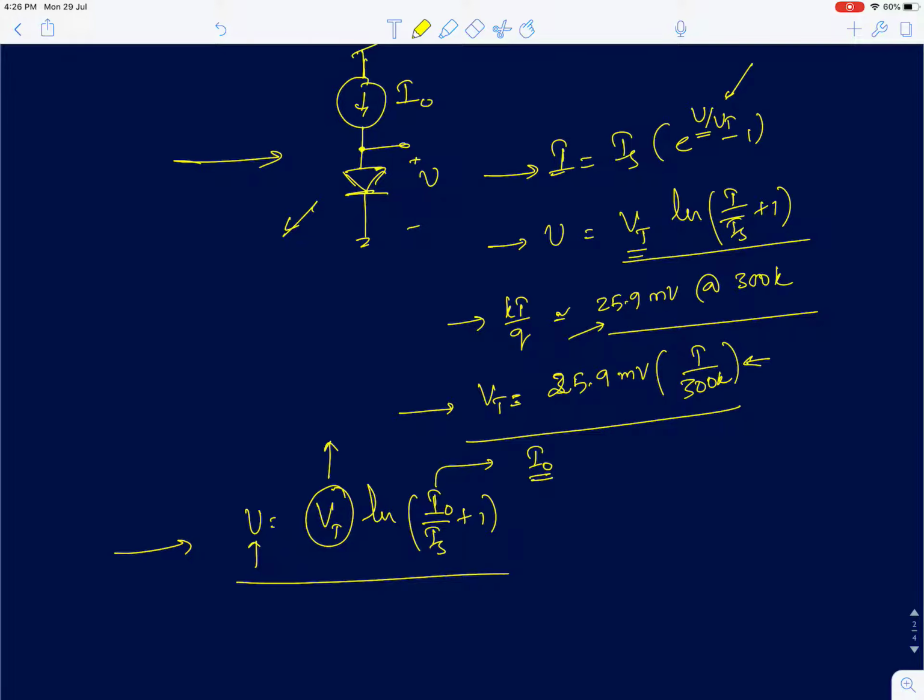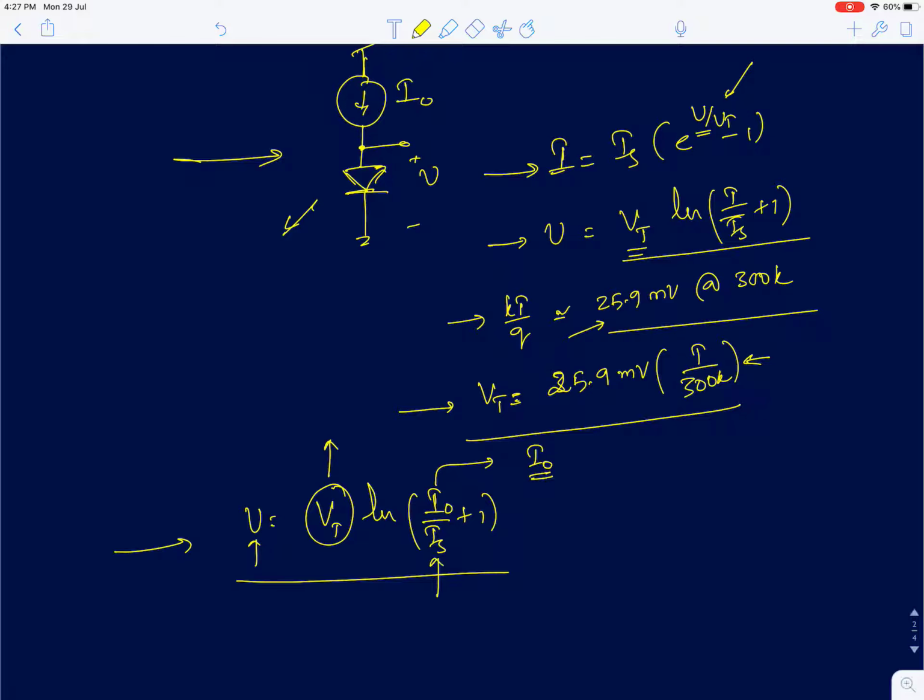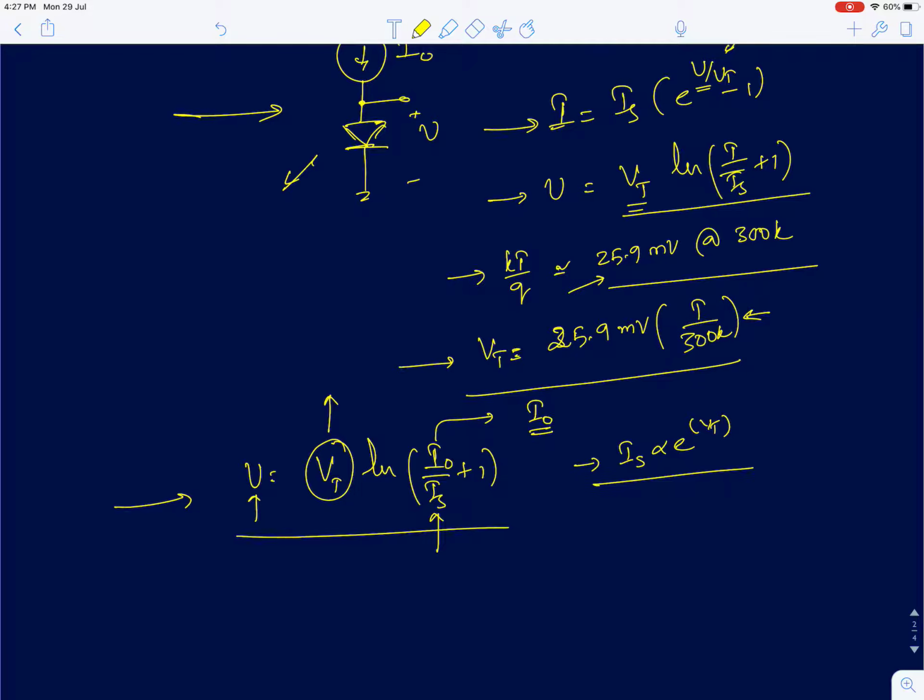So logically you would think that if you ignore Is, the voltage across the diode should also increase linearly. But since Is is also present, in fact Is has an exponential dependence on temperature. Any fundamental course on device physics will tell you that. So what actually happens is that if your current is constant, your voltage starts reducing, and for silicon it reduces at the rate of 2.5 millivolts per degree centigrade. So for every degree centigrade increase in temperature, the voltage reduces by 2.5 millivolts.